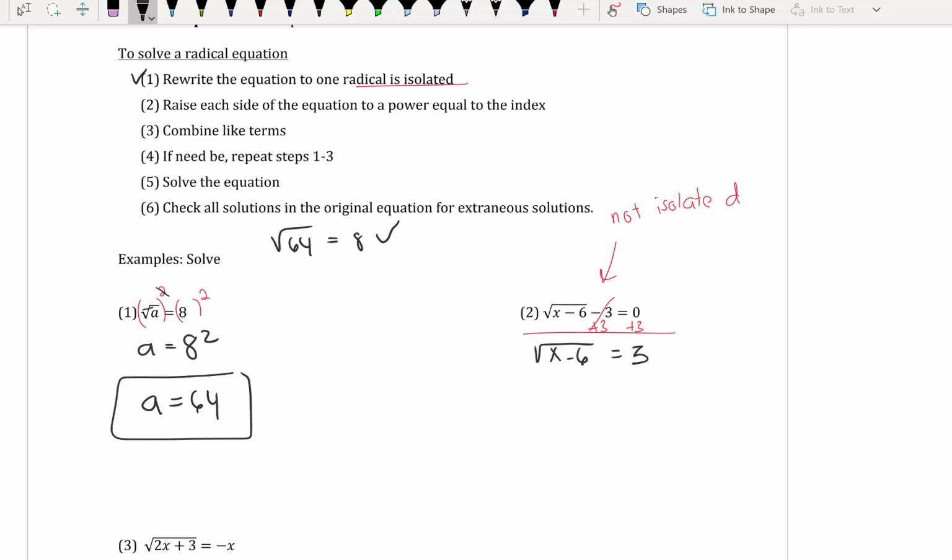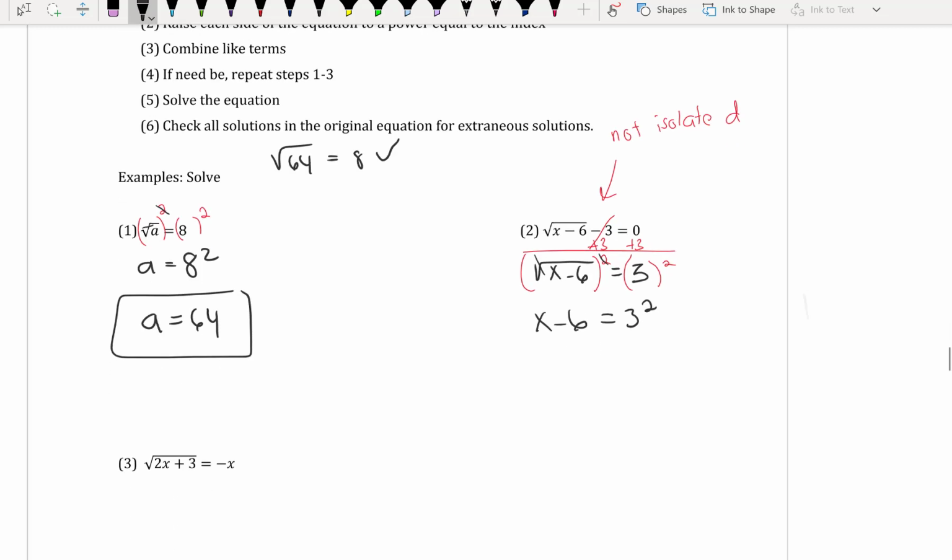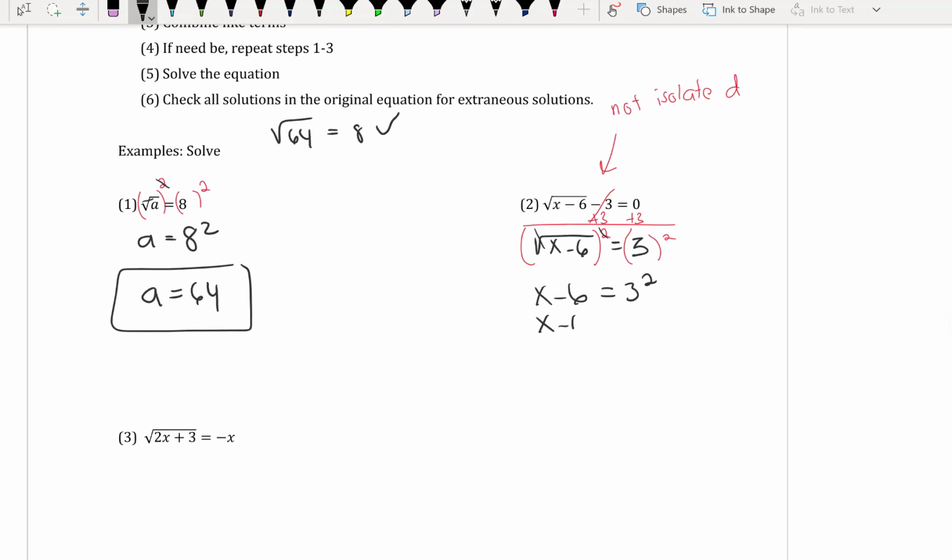Now I'm going to raise each side of the equation to the power equal to the index. So that's a square root. I'm going to raise it to the second power. So now the square root and the square cancel. So I'm left with x minus 6 is equal to 3 squared. Well, I know that 3 squared is really equal to 9. From here, I add 6 to both sides. So I'm going to get that x is equal to a positive 15.